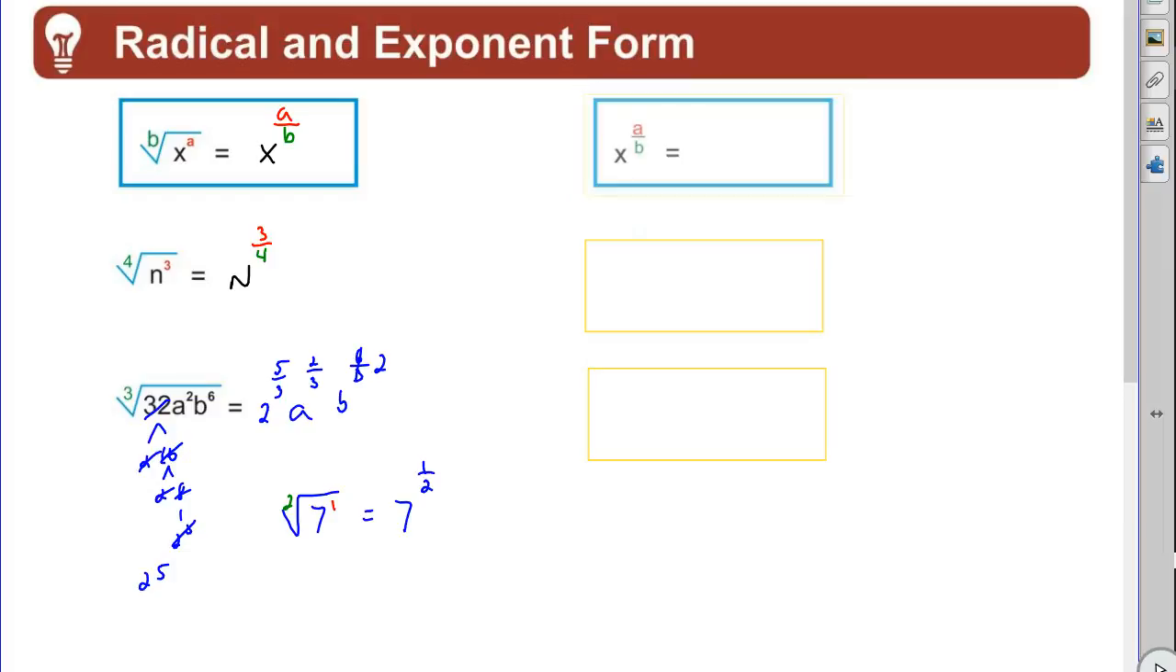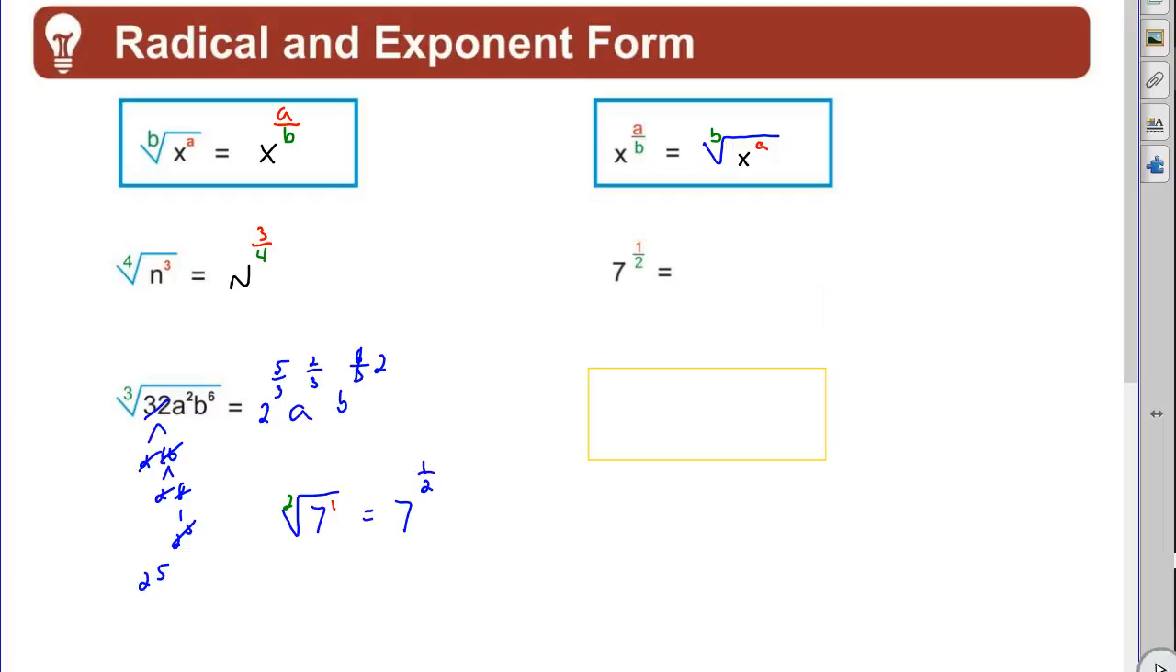All right, let's go the other way. So now you should be able to also take exponent form and put it into radical form. All right, so we need a radical sign. The radicand is going to be the base and its exponent, or at least the numerator of its exponent, and then the denominator is the index. So we're just doing the reverse, right? So now we're going from exponent form to radical form.